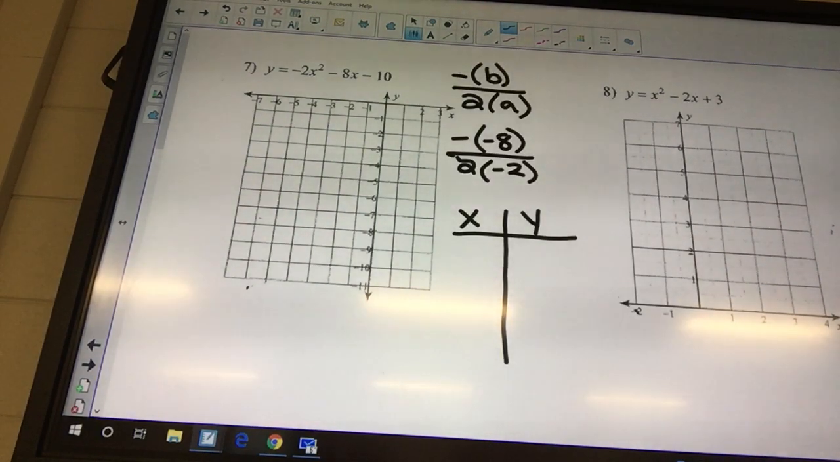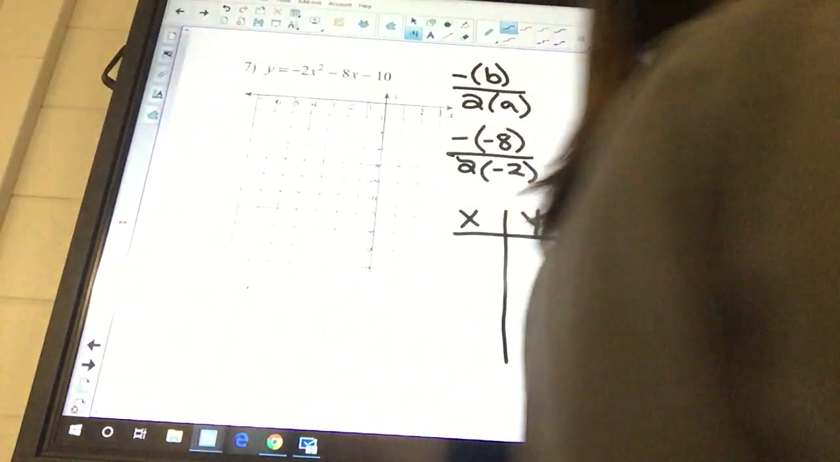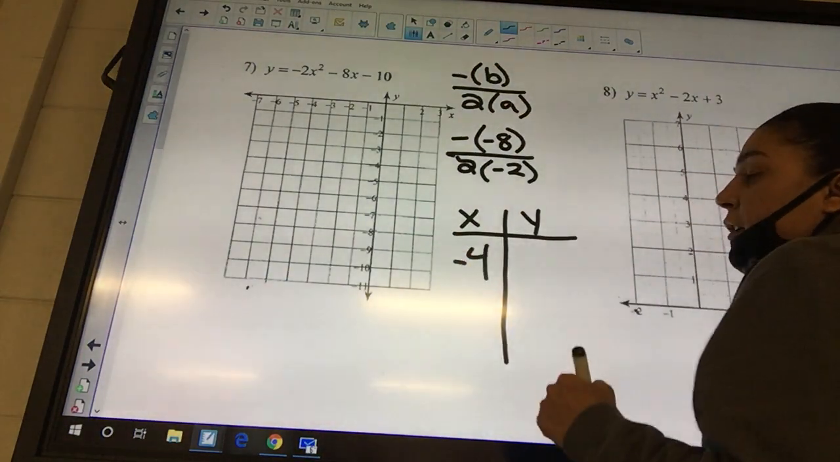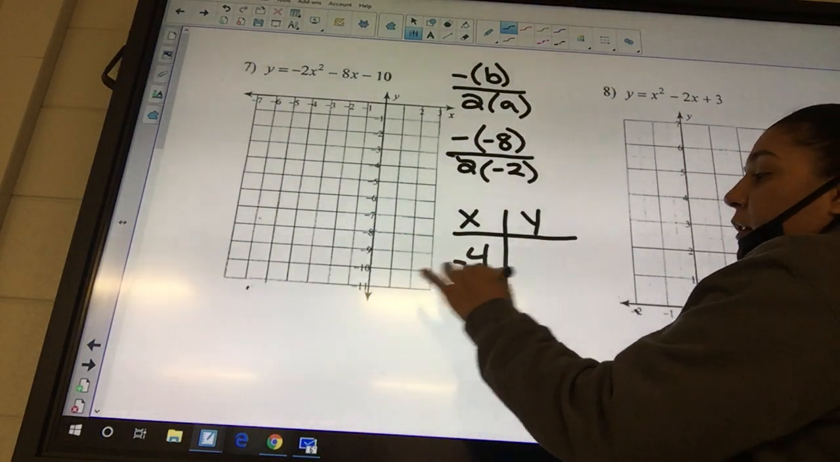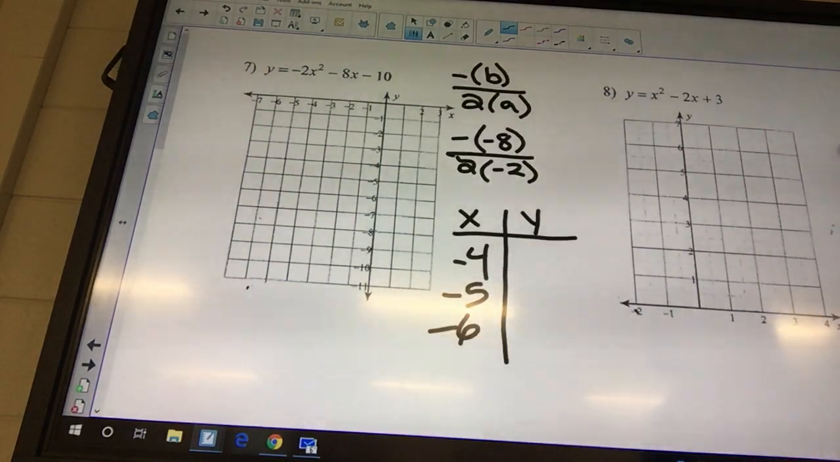Okay, so look, we got negative b over 2 times our a. What's our b? So these parts always go in the formula, right? Oh, it's not a 1 here. What is it? Negative 2. So this is what yours should look like. Okay, so you got negative 4? Is that what you guys said? Yep. Negative 4, and what's your next two numbers? Negative 5, negative 6. I just got negative 2.